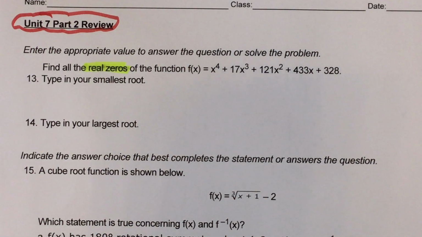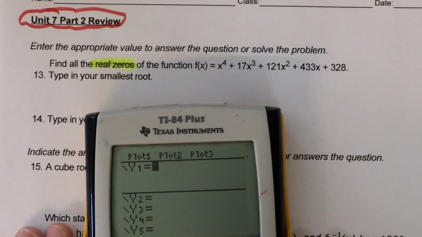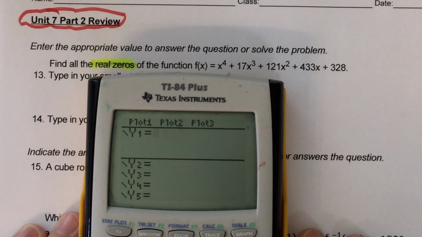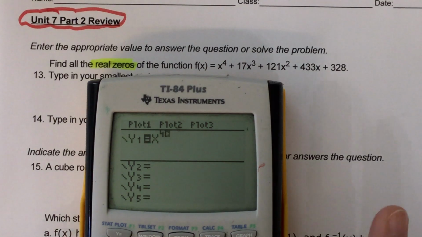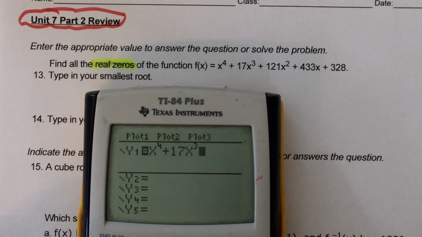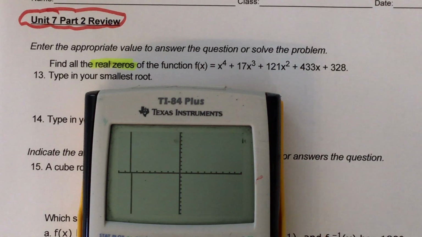So I'm going to put that big long sucker in my calculator. X to the fourth plus 17x cubed plus 121x squared plus 433x plus 328. Those are some big numbers.